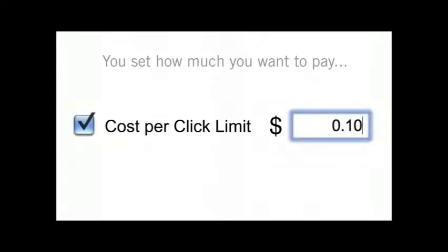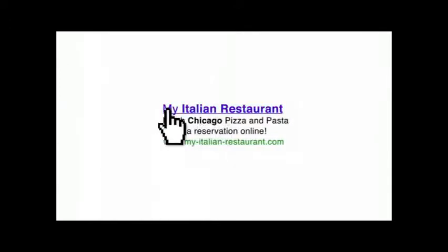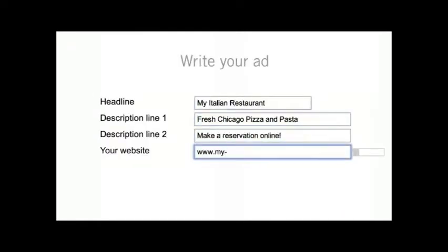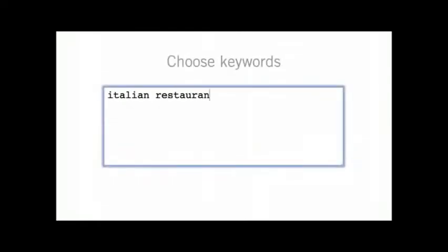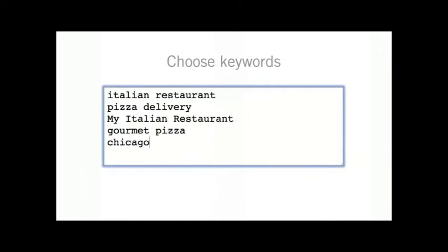You can even set the maximum price that you're willing to pay for each click on your ad that sends an interested visitor to your website. The more you spend and the more relevant your ads are, the more clicks you'll get. Getting your ad online is easy and only takes a few minutes. Just write your ad and choose your keywords, words and phrases that relate to your business. And your ads appear when people search for those terms.